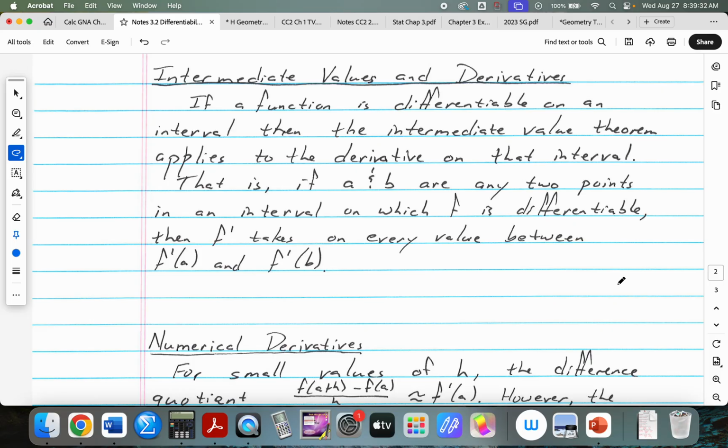All right, intermediate values and derivatives. If a function is differentiable on an interval, then the intermediate value theorem applies to the derivative on that interval. That is, if a and b are any 2 points in an interval on which f is differentiable, then f prime takes on every value between f prime at a and f prime at b. So the derivative can't jump around. A derivative is going to be continuous. It may not be smooth, but it's going to be continuous.